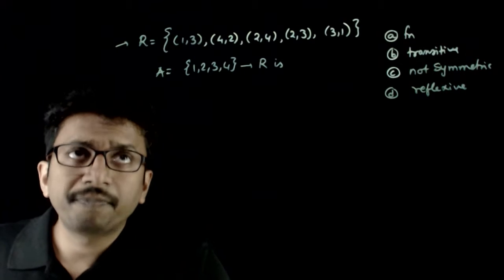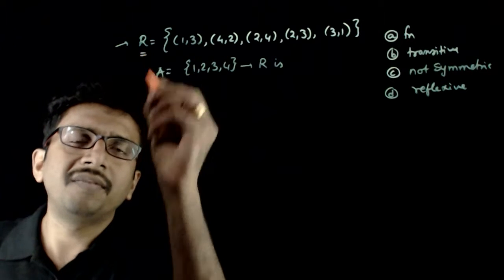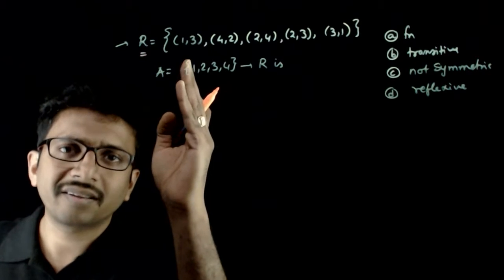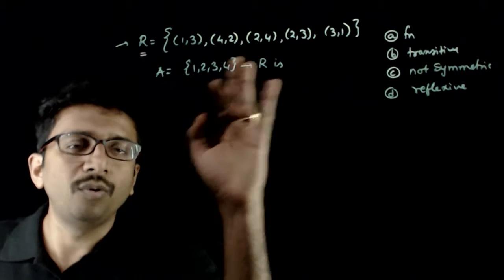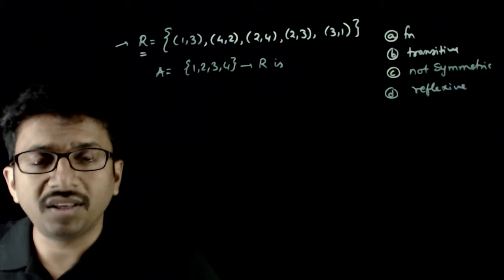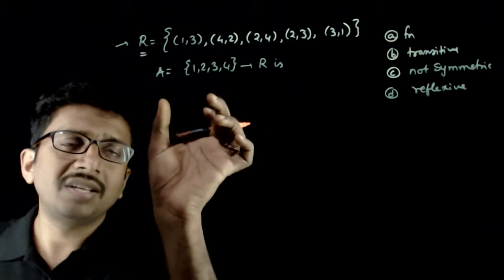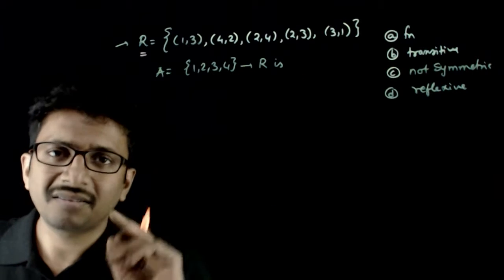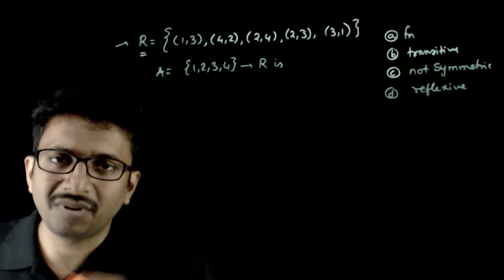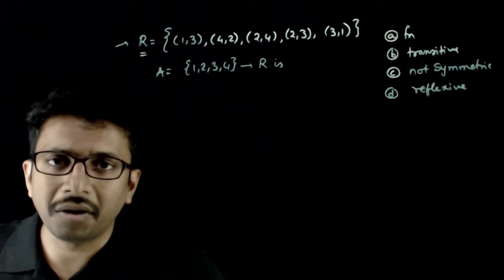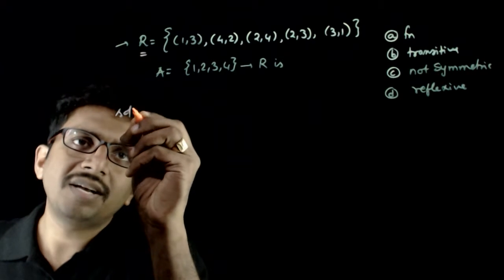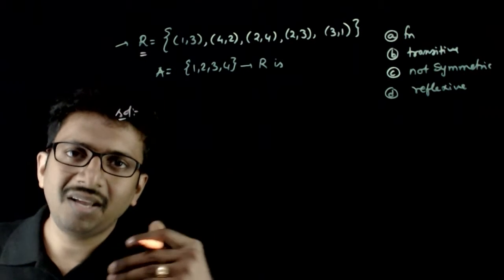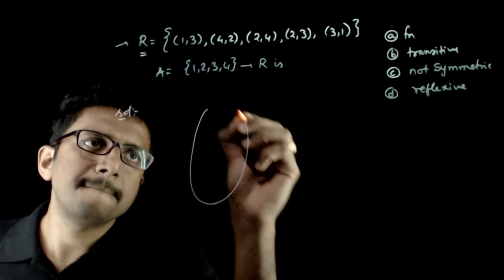So welcome students. In this question, you are given a relation R, which is a set containing the ordered pairs (1, 3), (2, 4), (4, 2), (2, 3), (3, 1). So in that case, what is the nature of R? And A is {1, 2, 3, 4}. This relation is defined on A. So let us draw this relation and see the nature of this relation.